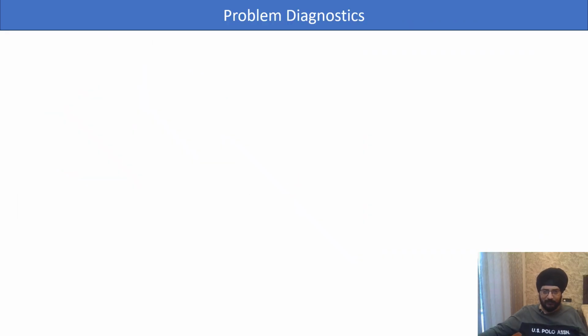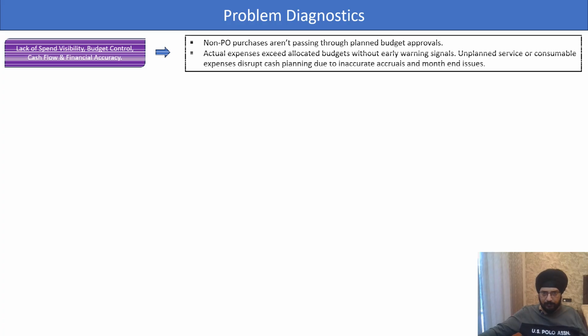Okay, so let's just quickly have a look at the diagnostics to the high level problem debrief. So lack of spend and visibility, what does this mean? Non-PO purchases aren't passing through planned budget approval. This is obviously right, absolutely right. And what are the consequences then? Actual expenses exceed the actual budgeted without early warning signals.